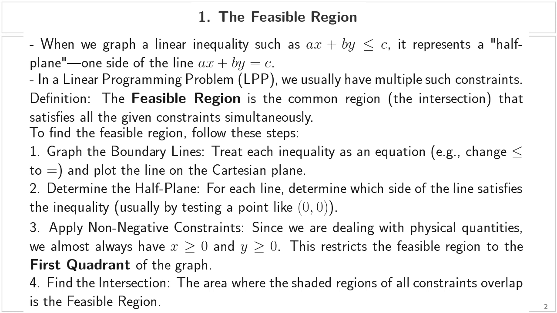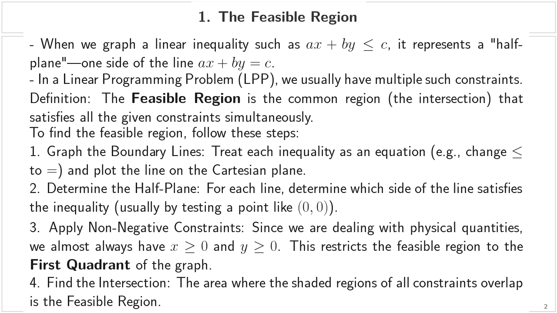Third, apply non-negative constraints. In the real world, we are usually measuring things like time, money, or materials, which can't be negative. Therefore, we almost always have constraints where x ≥ 0 and y ≥ 0. This is a huge help because it tells us that our feasible region must be located within the first quadrant of our graph.